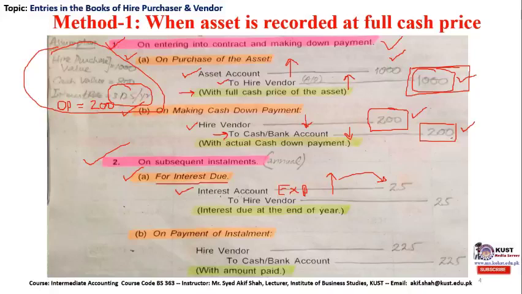Similarly, this interest is due to the vendor who has sold this asset to us. So the liability will be generated with the title hire vendor, which is pertaining to the interest amount due to the vendor. When there is an increase in the liability, it is recorded as a credit entry. And the short narration explains the interest due at the end of the year. This is the interest accrual entry, and then the subsequent entry will be for interest payment to the vendor.